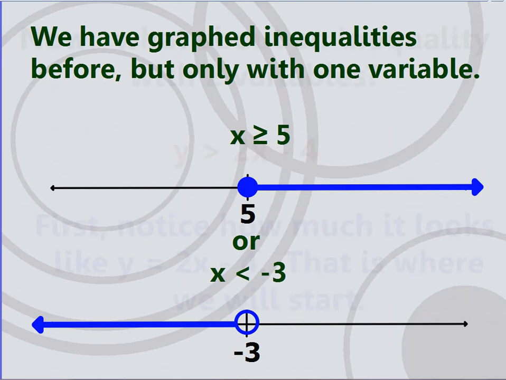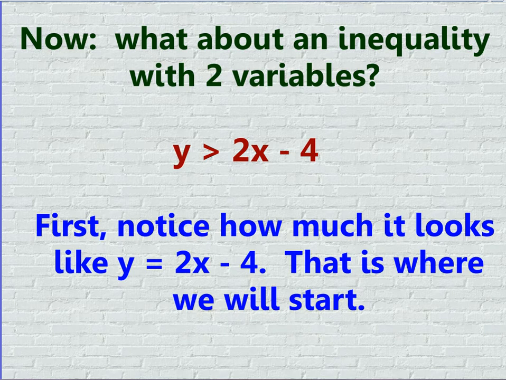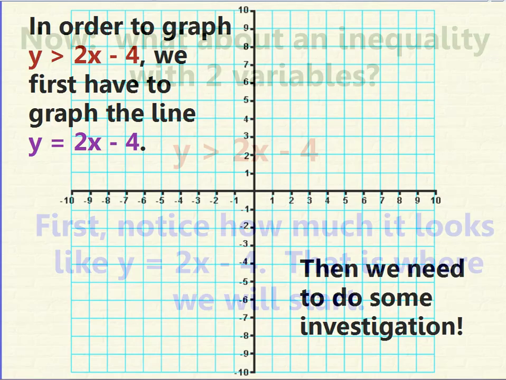Well, now we're going to move on to graphing inequalities in two variables, like y is greater than 2x minus 4. Notice how much that looks like the equation y equals 2x minus 4, which happens to be in slope-intercept form. Graphing that line as if there were an equal sign there is always where you start when graphing inequalities in two variables. So let's take a look.